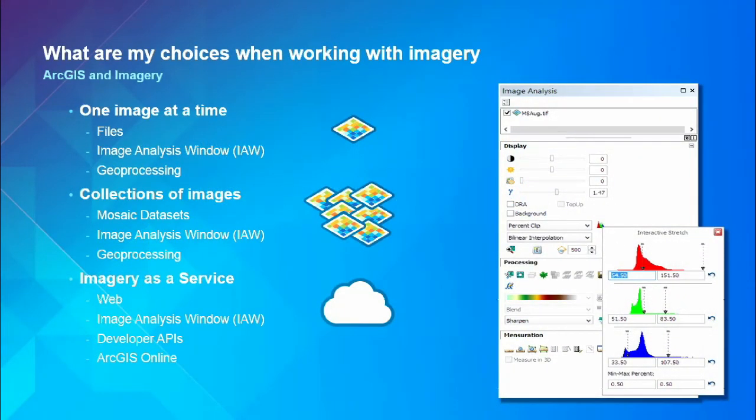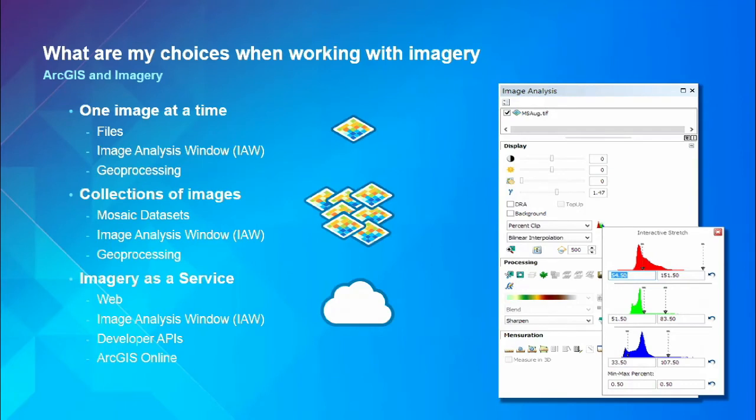So, very good. Okay, let's take a step back and talk about what my choices are when I work with imagery. A lot of people work with imagery one file at a time. You absolutely can do that within the product. If you're in ArcMap or Pro, you can definitely work with one image at a time. But you can also work with collections at a time. Mosaic datasets behave in such a way that a collection of images acts like one object or one layer. The Mosaic Dataset allows you to pull multiple images together and work with them almost as if they were one file.